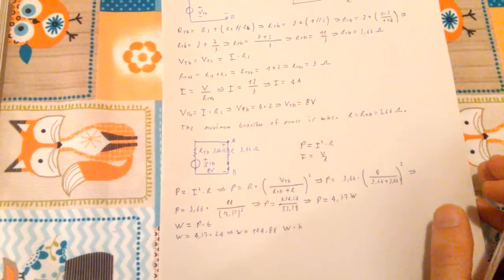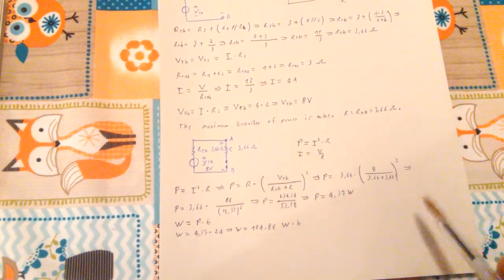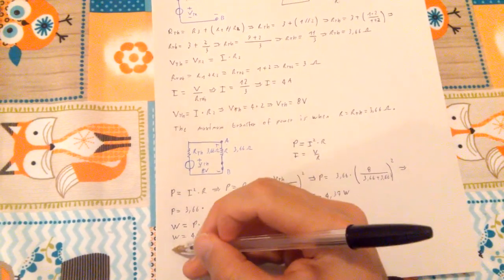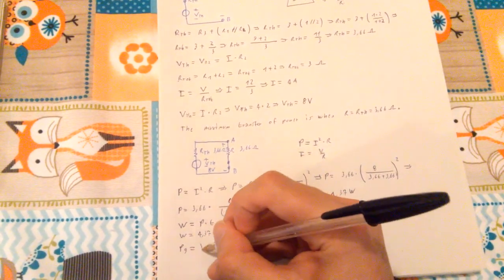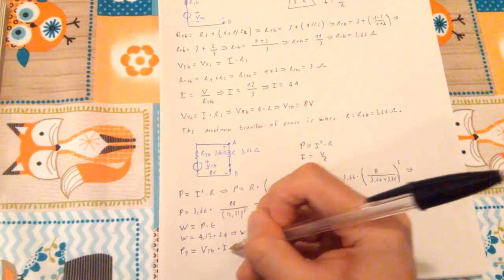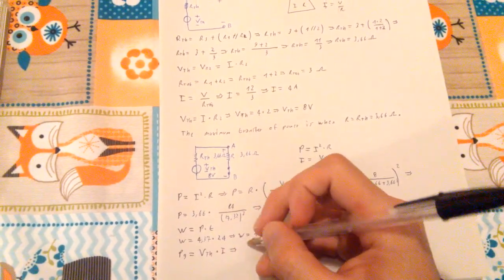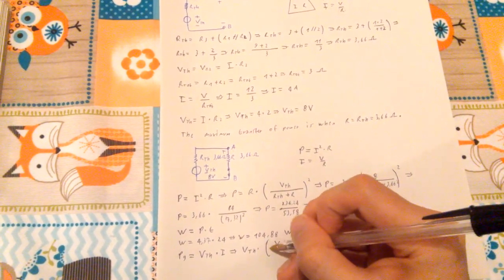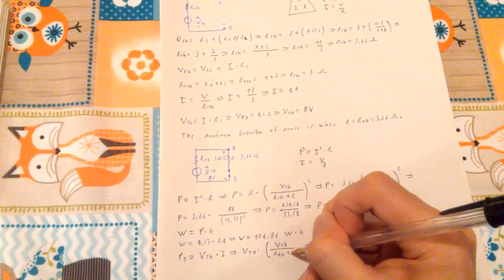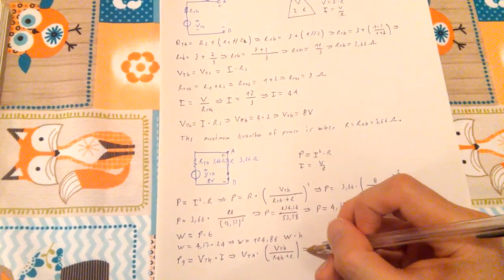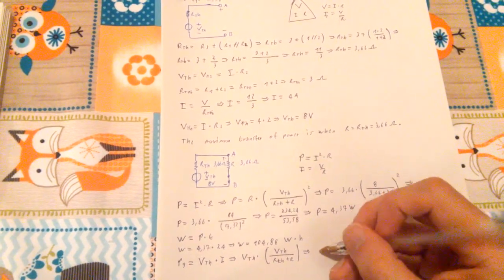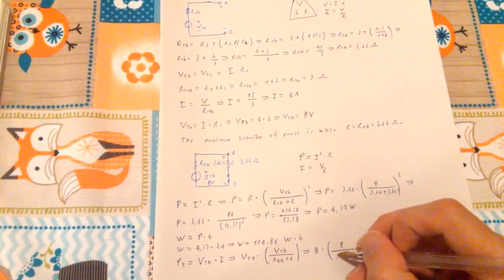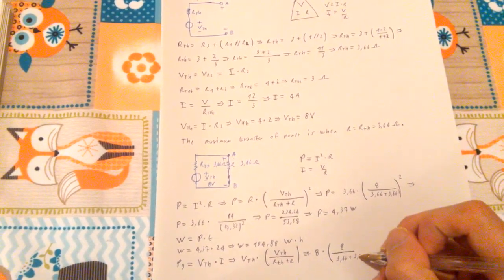So to find how the system is actually going to perform, instead I have to find the power generated. So the power generated is actually going to be VTH times I. So VTH times, just like before, VTH over RTH plus R, but this time not squared. So VTH is actually 8, times VTH, which is 8, over RTH, which is 3.66, plus 3.66.